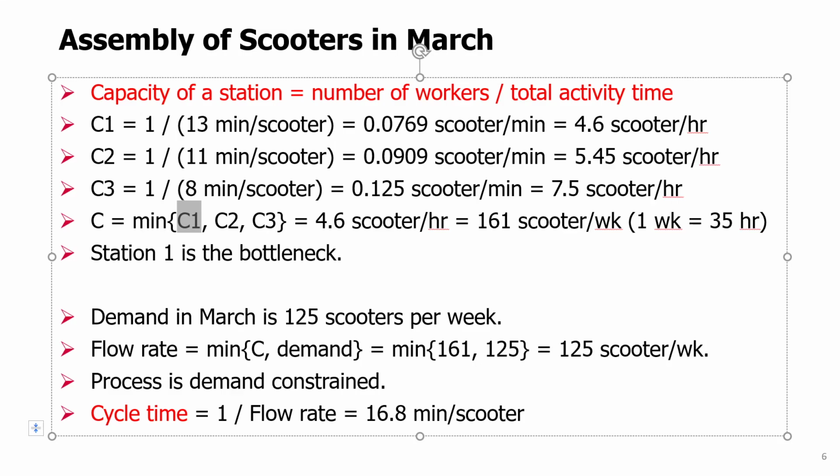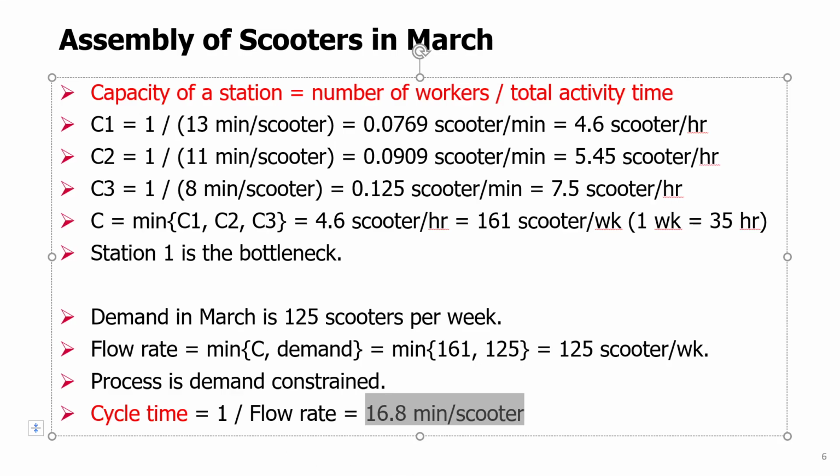Now, if the demand in March, remember we're in March, is 125 scooters per week, then it is reasonable to take the minimum of capacity and demand, which is the minimum of 161 capacity and 125. So that's 125 scooters per week. We're basically producing at the rate of demand. The process is demand constrained, because in this minimum, 125, the demand is the minimum value. And that means also that we can say that one scooter should be produced on average every 16.8 minutes, right?